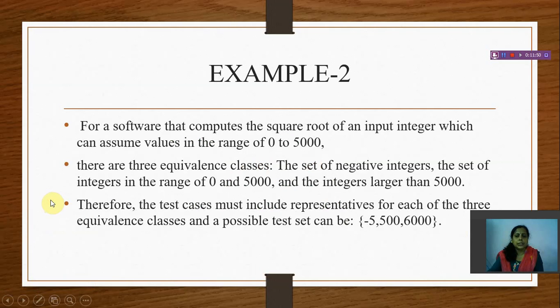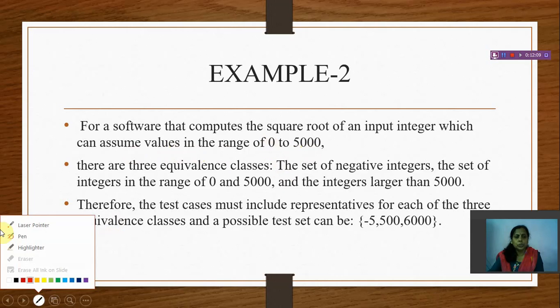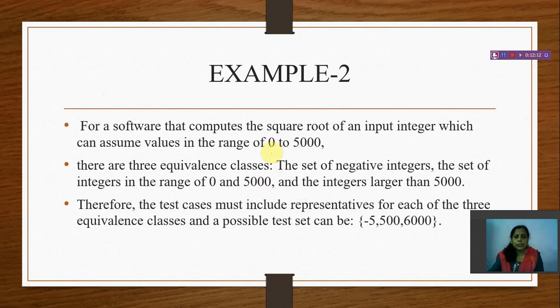Then there is a next example for a software that computes the square root of an input integer which can assume a value in the range 0 to 500. Means it is a software that generates the square root for a number between 0 to 500. It is also a range, 0 to 500, and there are three equivalence classes, because for a range, one valid and two invalid.